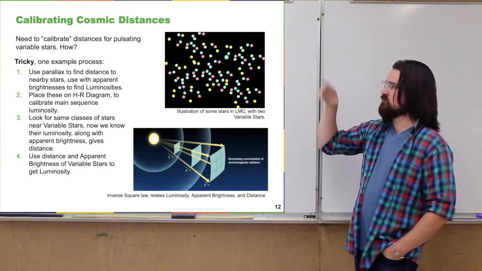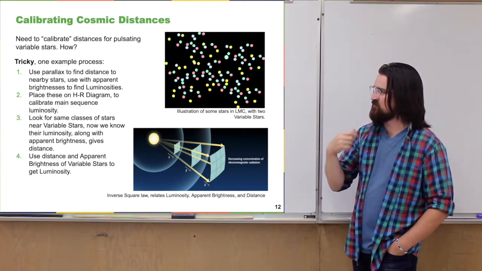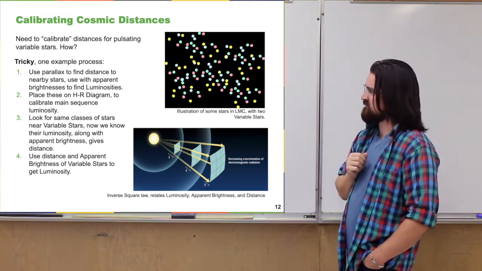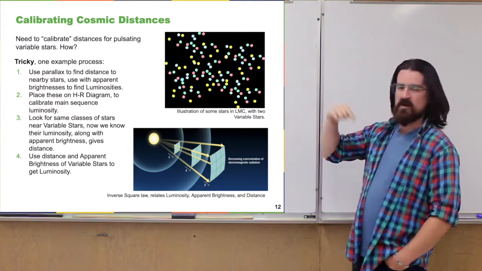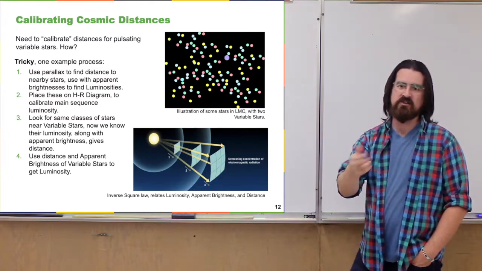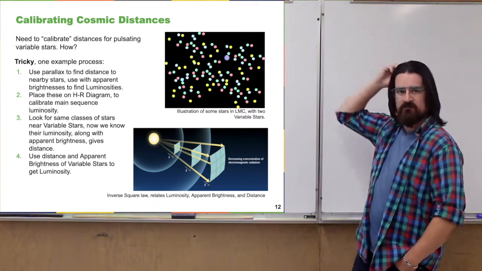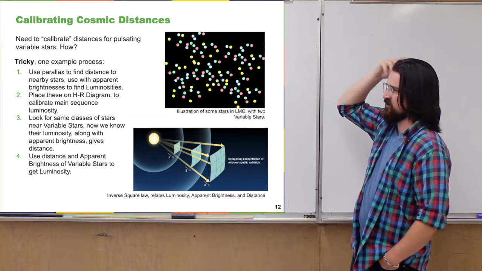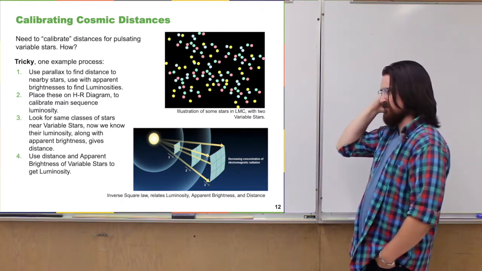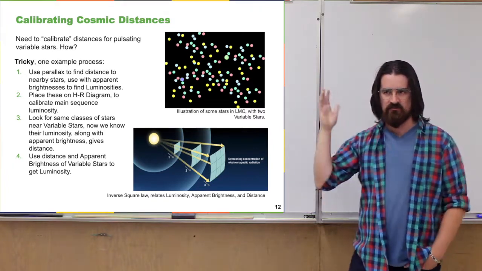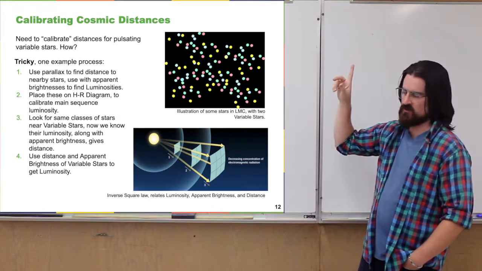So in order to calibrate, we'll start by going back to parallax and finding the distance to some nearby stars, right? And using the distance that they are away from us and their apparent brightness, how bright they seem to us, we can calculate their actual luminosities, how much energy they're actually putting out. We do that for a bunch of different stars that are near enough for us to use parallax, and we place those all on the HR diagram, or on an HR diagram. So you remember that diagram relating temperature and luminosity of stars.